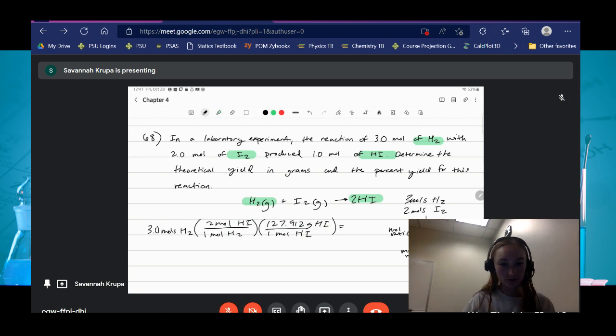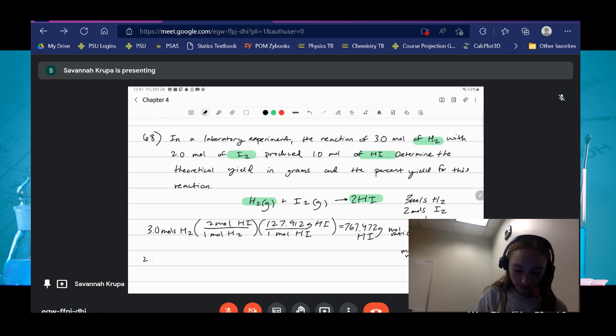So let's calculate the first equation out. So we have 767.472 grams of HI. And so that is the amount of grams that is produced from hydrogen gas. So now let's do the same process for the iodine gas.